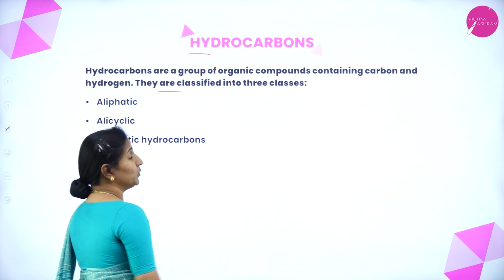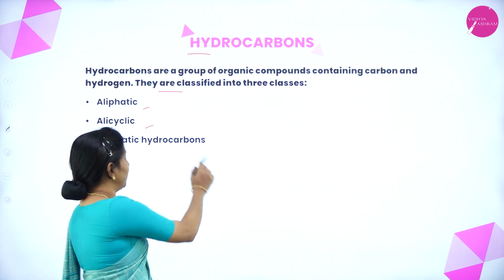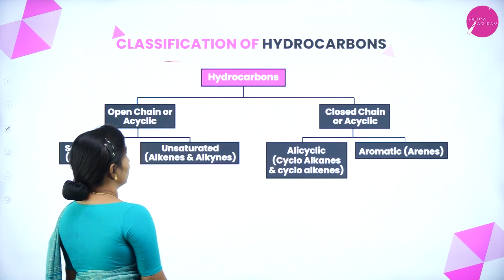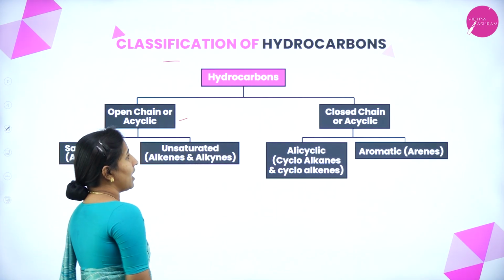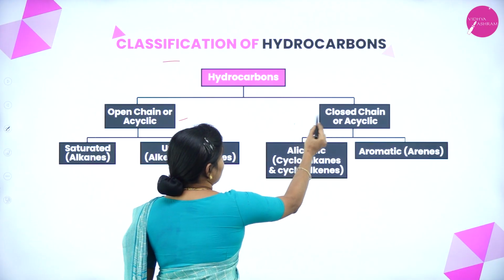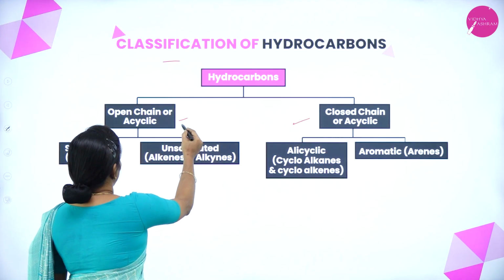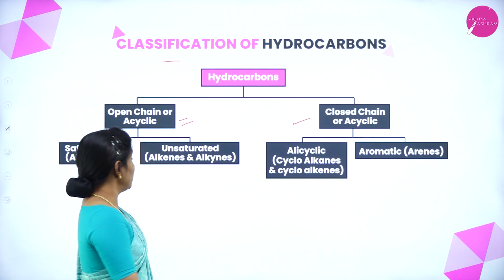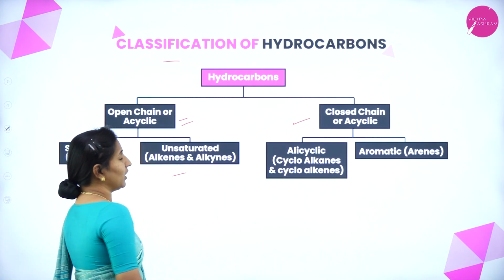They are classified into aliphatic, alicyclic and aromatic hydrocarbons. Classification of hydrocarbons. Hydrocarbons are classified into open chain acyclic and closed chain alicyclic. The open chain acyclic compounds are further classified into saturated and unsaturated compounds.